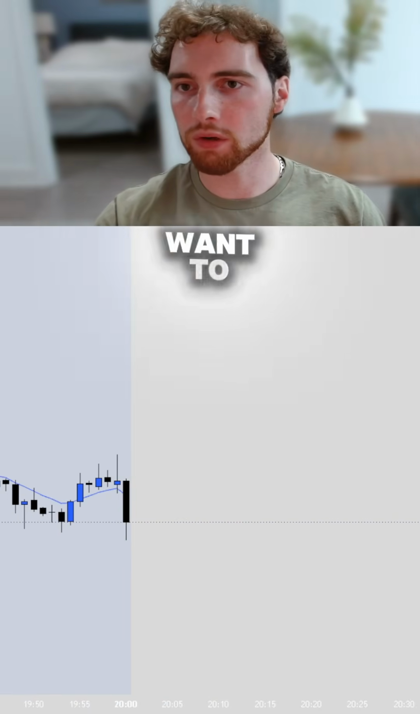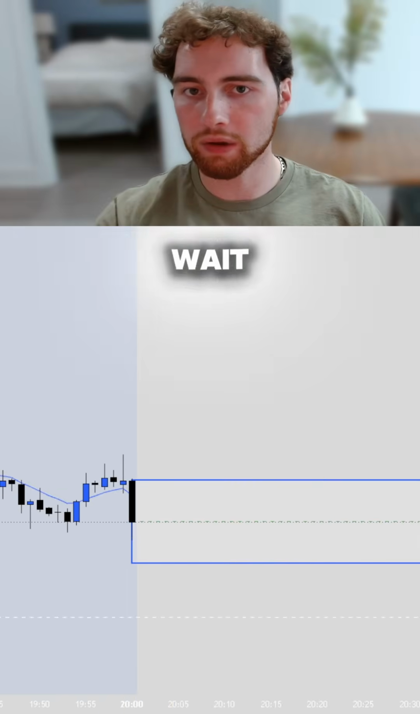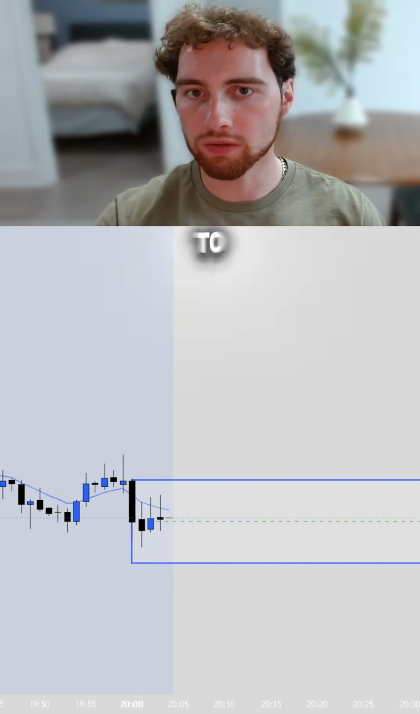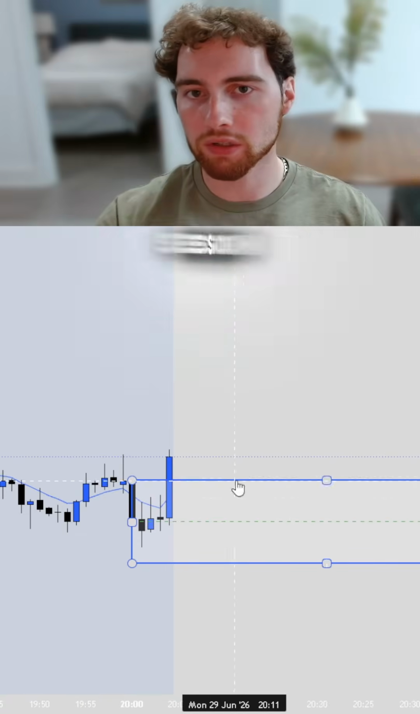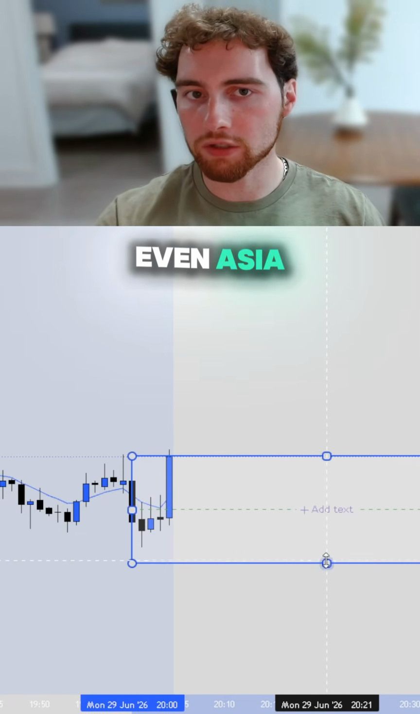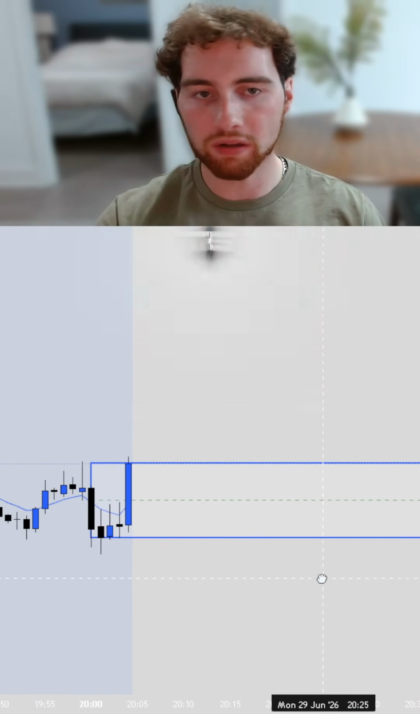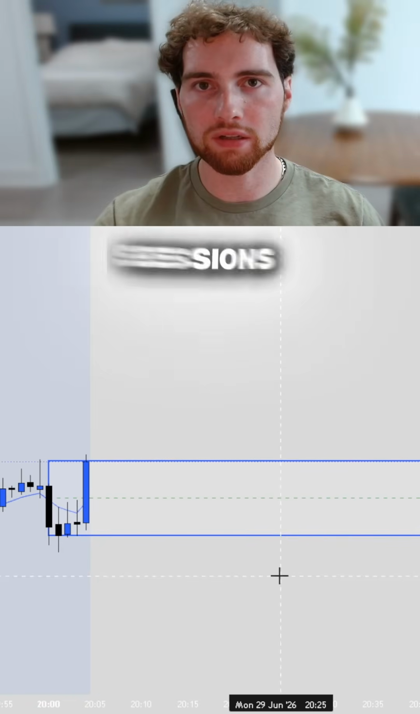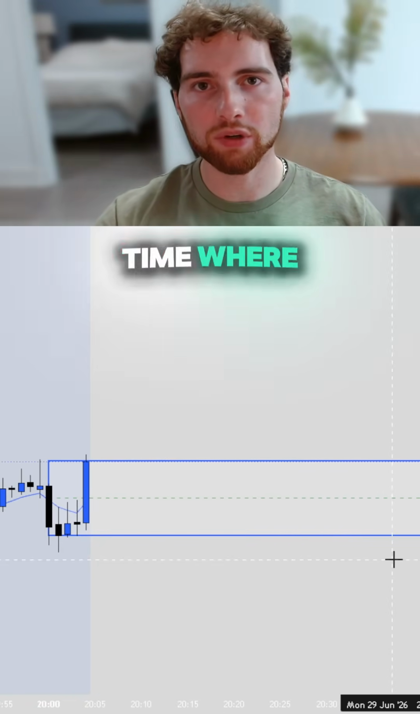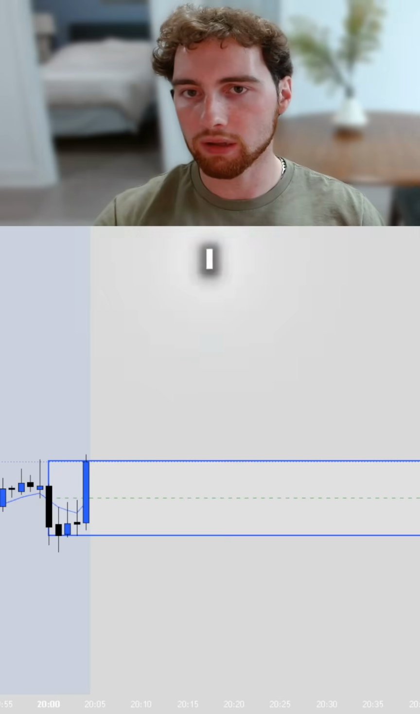Okay, so the first thing you want to do is pull out the rectangle. You want to wait for the first 5 minutes of market open to form, whether that's trading New York session or Asia open or even Asia pre-market. That's the beauty about this strategy, it works on all sessions and it has a dedicated time where you can trade, and that's what I like about this strategy.